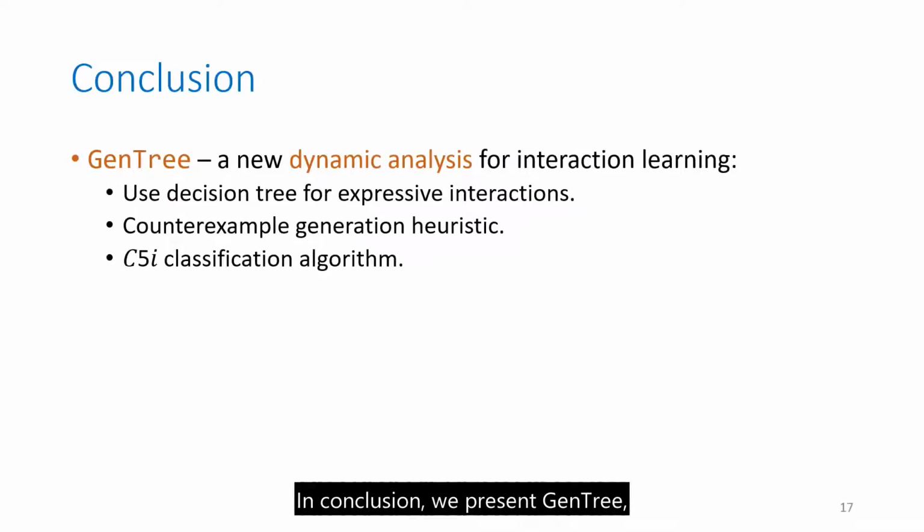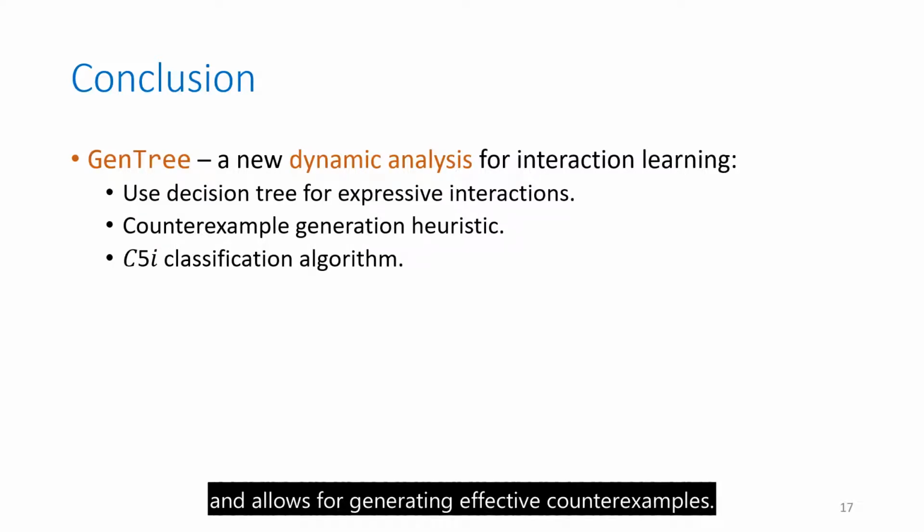In conclusion, we present GenTree, a new dynamic analysis for interaction learning. By using decision trees, GenTree supports expressive interactions represented by arbitrary Boolean formulae and allows for generating effective counterexamples. By using a custom classification algorithm, GenTree can build trees from small data samples.